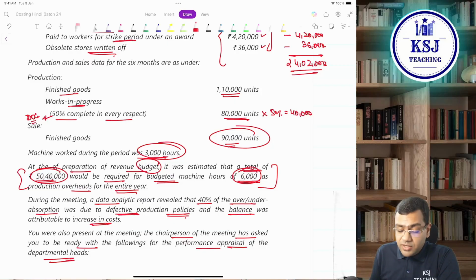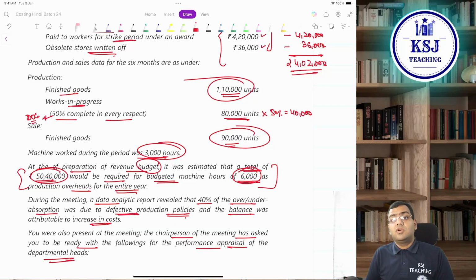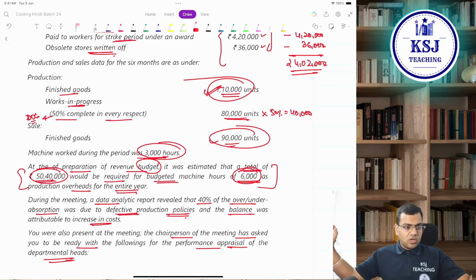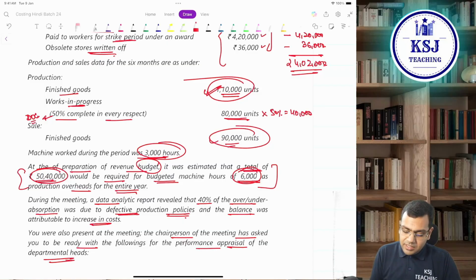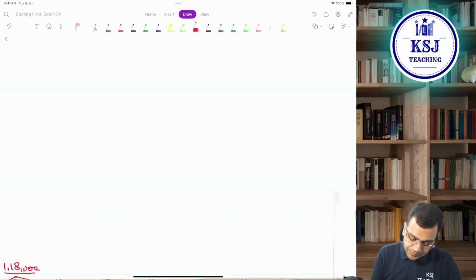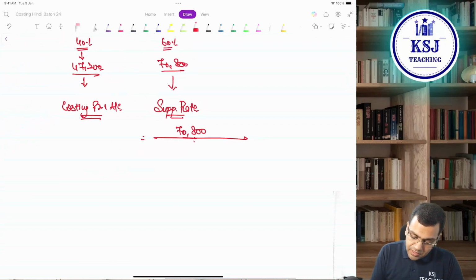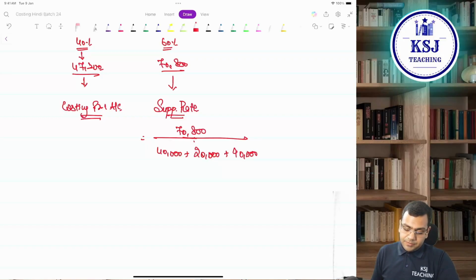For finished goods, what will you take? Sir, we will take 1 lakh 10,000 for finished goods. What I am saying is, we have to take the closing stock of the finished goods. What will be the closing stock? This is not the closing stock. This is the number of units of finished goods that you manufactured. Out of this 1 lakh 10,000, 90,000 is already sold. So what is left is 20,000. So you will take here the WIP of 40,000, finished goods stock of 20,000 plus the sales of 90,000, right?